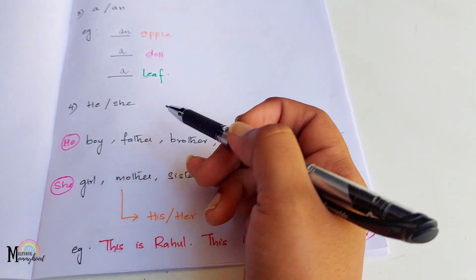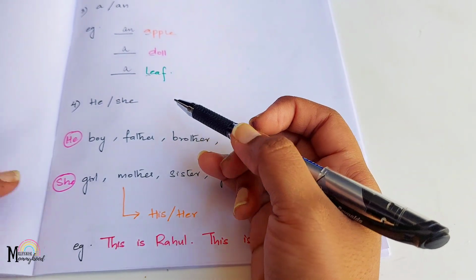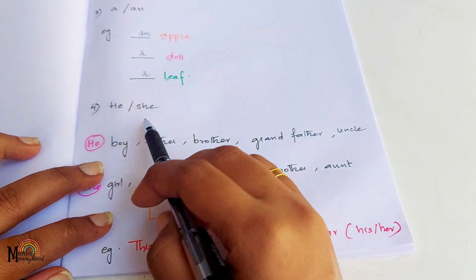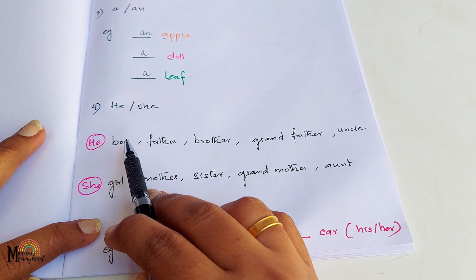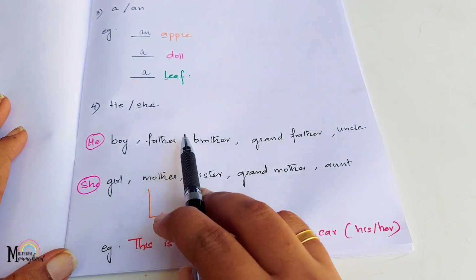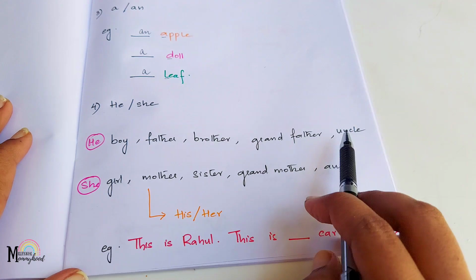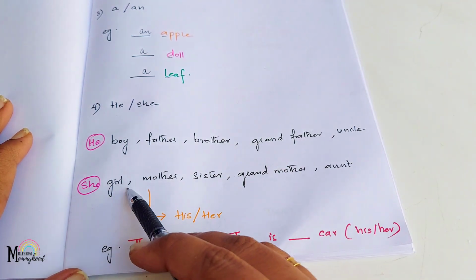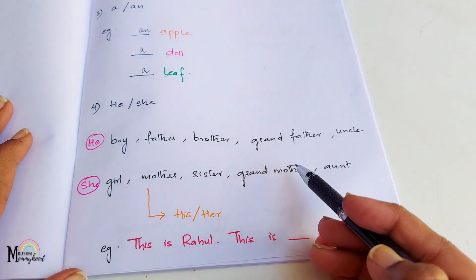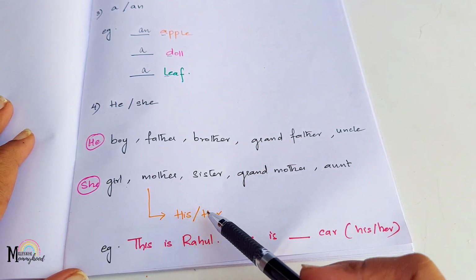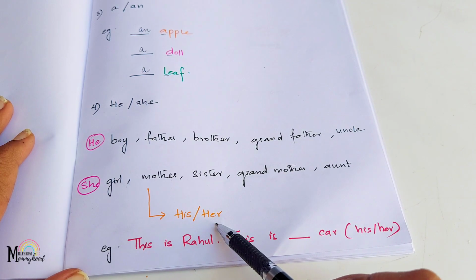The next concept is he or she. So they will be taught based on gender how some people are called he and some people are called she. For example, if you are having a boy, father, brother, grandfather or uncle, we usually address them by using the word he. And at the same time, if there are girls, mother, sister, grandmother or aunt, we address them by using the word she. Similarly, the his and her concept is also taught here for the same categories.